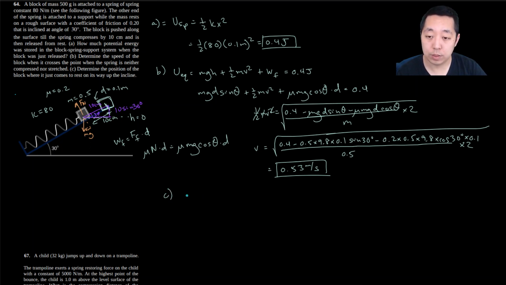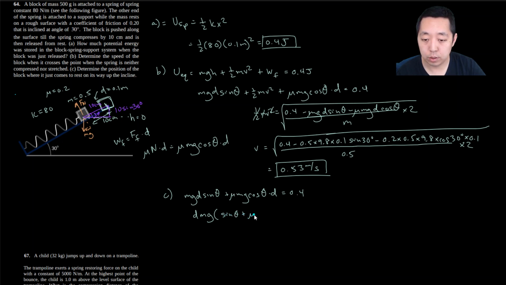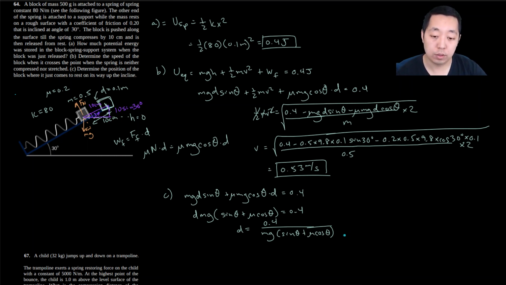So for c, I'm going to use my same equation. I'm going to have mgd sine theta plus mu mg cosine theta times d is equal to 0.4. And now I'm going to factor out a d. And I might as well factor out an mg while I'm at it. mg, and I get sine theta plus mu cosine theta equal to 0.4. And so the d is going to be 0.4 divided by mg times sine theta plus mu cosine theta. Because that's the furthest it goes when the velocity is 0. That's where all the energies converge.